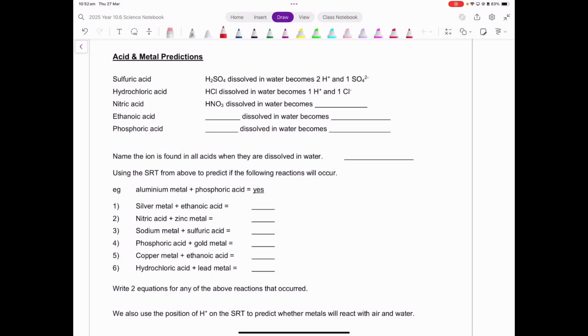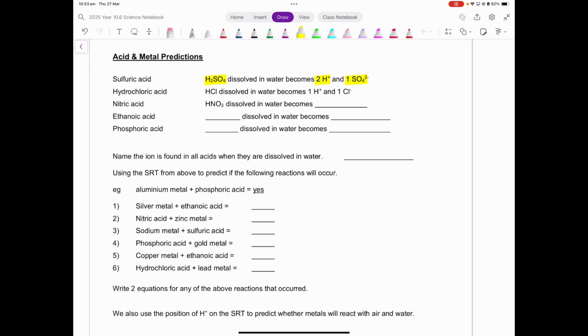All right, so to finish off our final little bit here, let's look at acids and metals now. So to help us out, and I need you to pay attention to this part here, just following along with me, when we have sulfuric acid, we know the formula from our past lessons is H2SO4. And when sulfuric acid gets dissolved in water, it splits into the positive cations and the negative anions. So we end up with 2 hydrogen and 1 SO4.